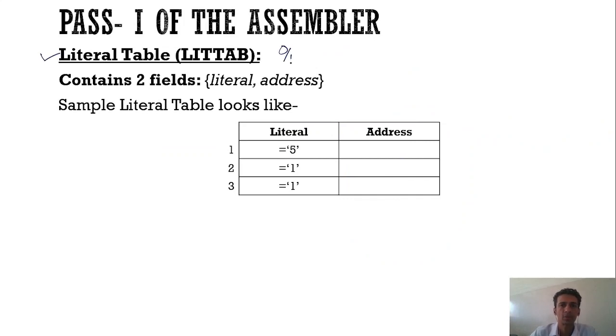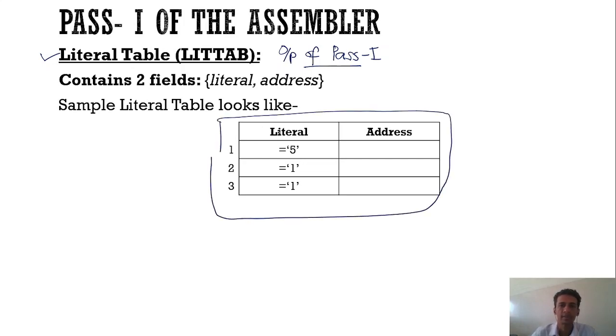Now second is the literal table. It is again an output of pass 1 of the assembler, and a typical literal table looks like this, having 2 fields: the first one is the literal, the second is its address. Let us assume in our program we encounter the literal 5. We will make an entry of that literal in the literal table, and once we allocate memory to this literal 5, we will update its address over here. How this address is to be generated or updated in the literal table will be clear once we go through the example.